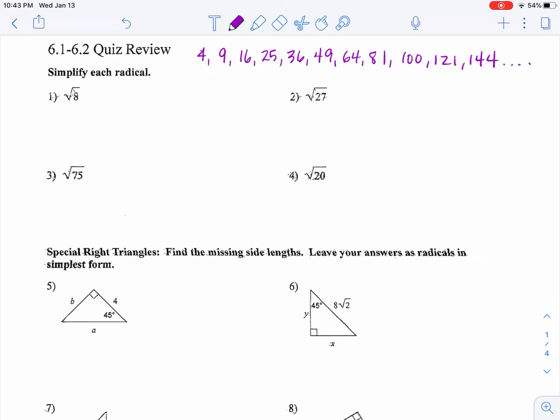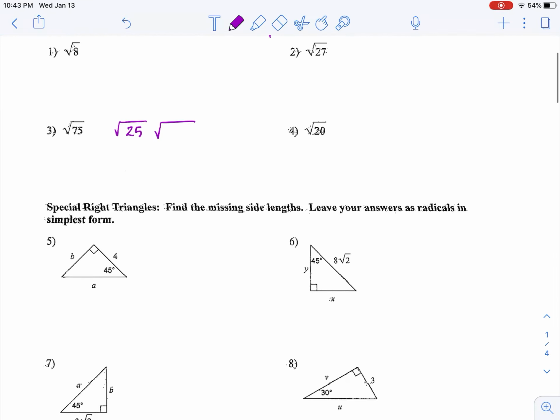Again, I want to rewrite it as the product of two radicals that actually still multiply to 75. The first radical has to contain a number on the purple list. And so if we look up at that purple list and think what number can go into 75, the only one you're going to find that can do that is 25. And so 25 goes into 75 evenly. It goes in there 3 times.